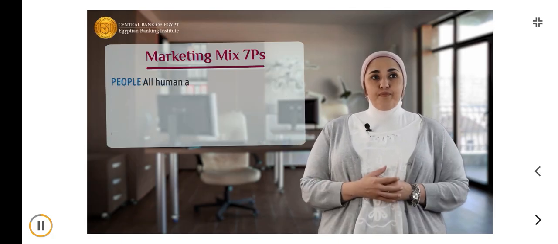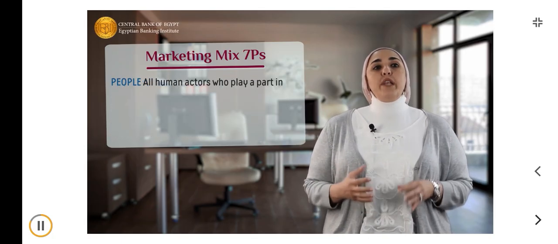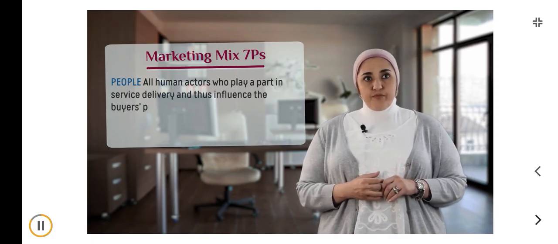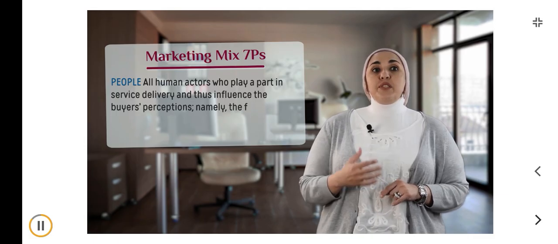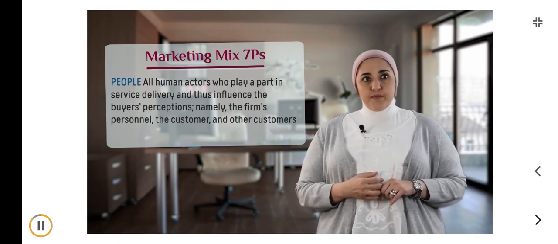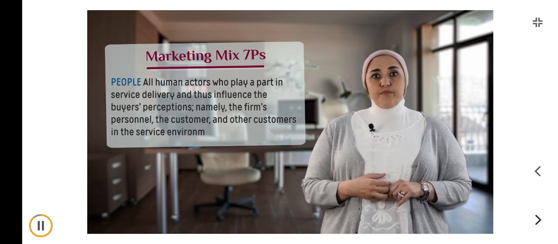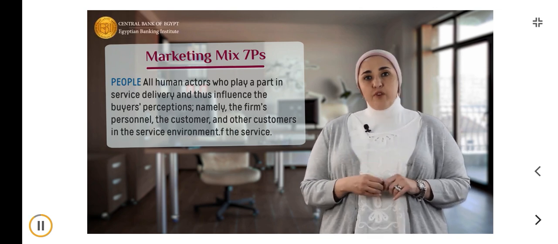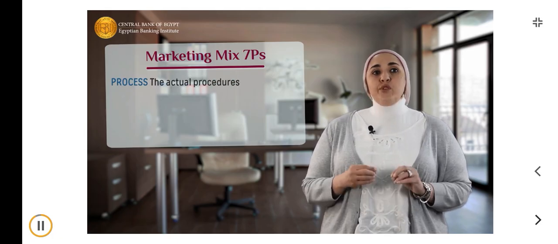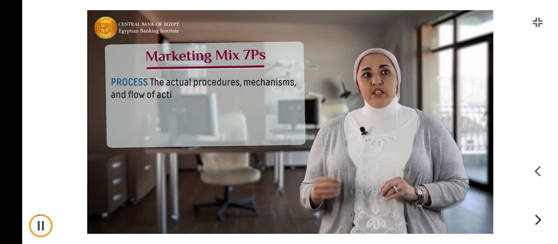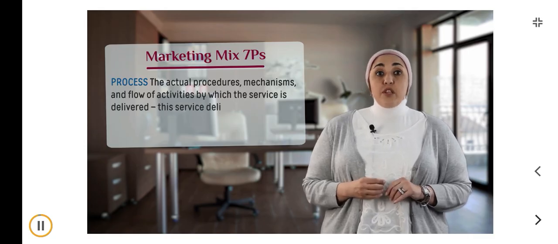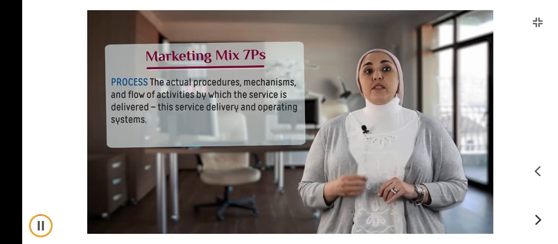The people: all the human actors who play a part in the service delivery or the product, and thus influence the buyer's perception, namely the company's employees, the customers, and other customers in the service environment. Process: it's the actual procedures, mechanisms, and flow of activities by which the service is delivered. This is the service delivery and operating system.